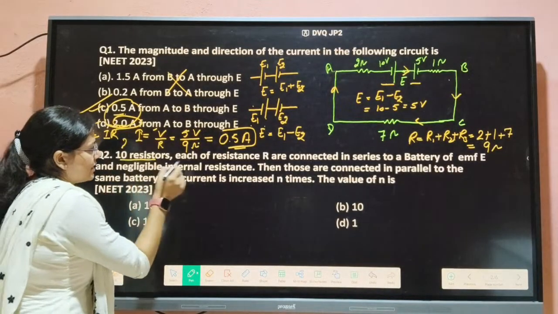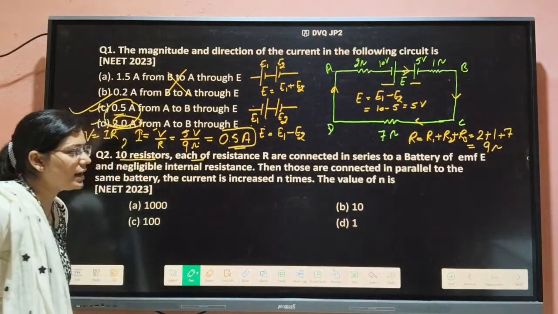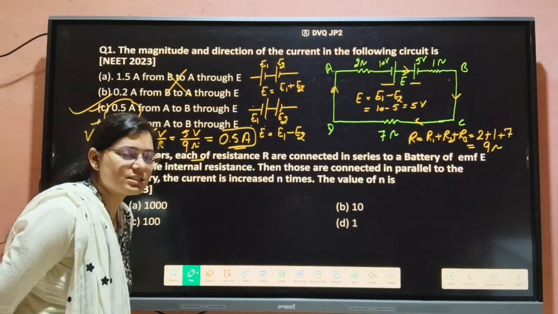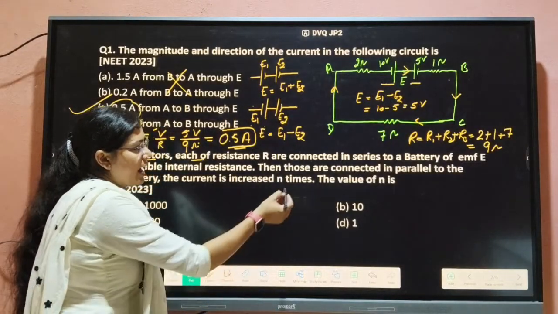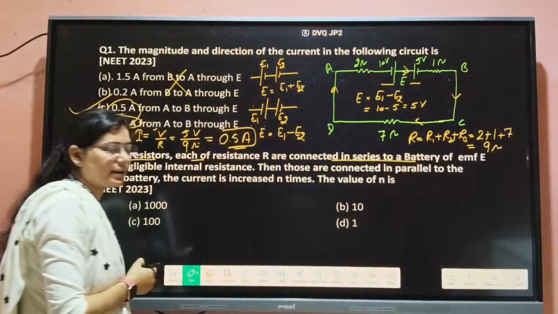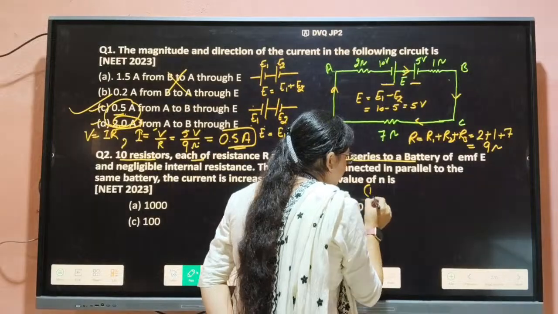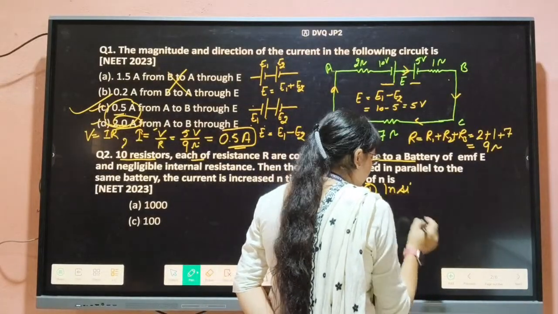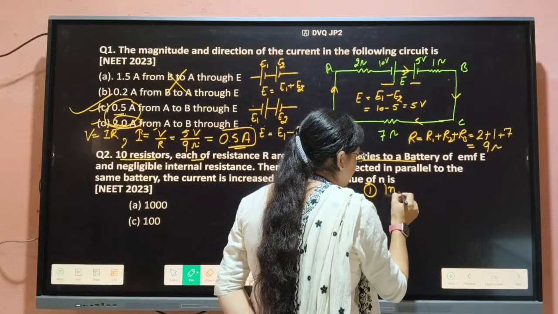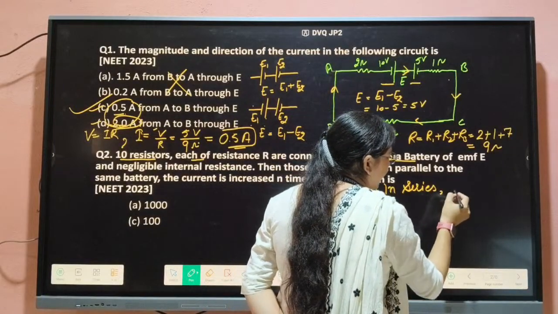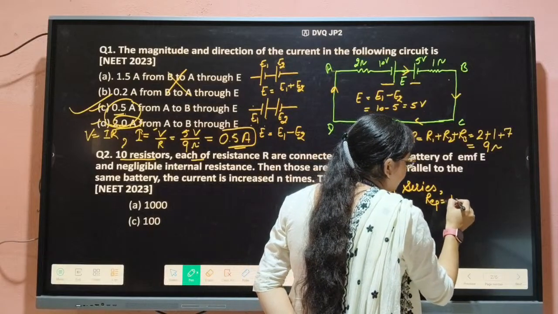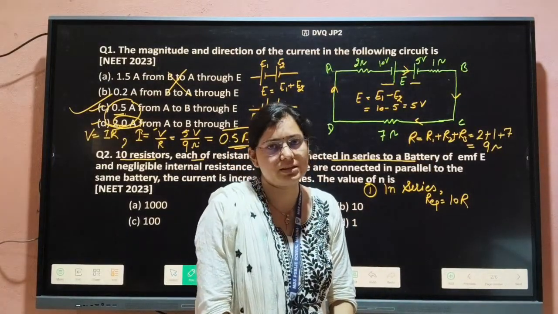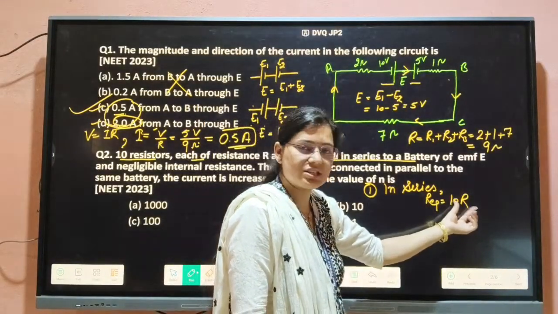Next, 10 resistors, each of resistance R, are connected in series to a battery of EMF E. Ten resistors are given, each of resistance R. As they are connected in series, we connect the EMF E there. In the first line it is given that each resistance is R. So in series we can write their equivalent resistance, R equivalent, as 10R. In the previous question we saw how in series the equivalent resistance is R equals R1 plus R2 plus R3, like this. So in series the equivalent resistance is 10R.